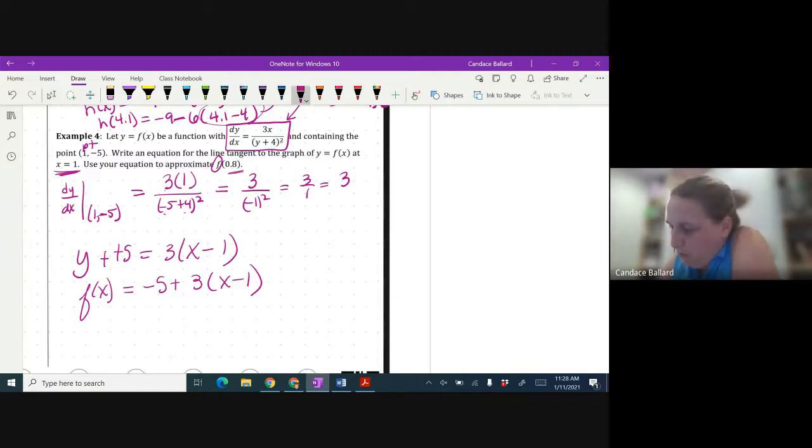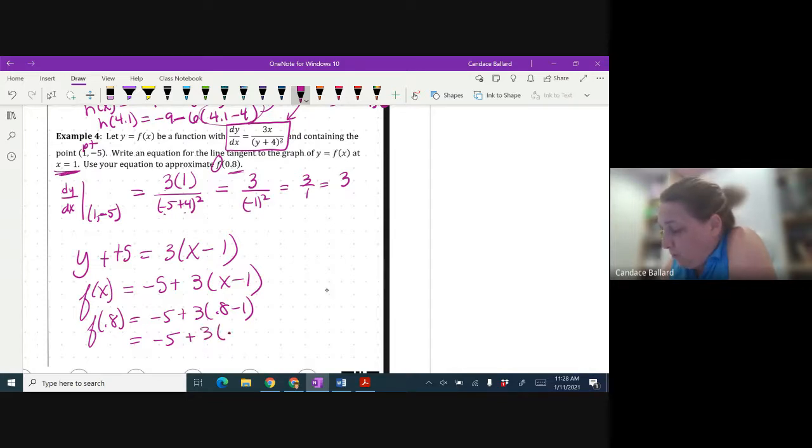All right, it says we got 0.8. So f of 0.8 equals -5 plus 3 times 0.8 minus 1. Again, I would not have wanted to do 3 times 0.8. That would not have been pretty, so I'd much rather leave it the way it is. So 3 times -0.2, that seems a lot better. So -5 minus 0.6, is that where we're at? And we end up with -5.6 as the estimate.